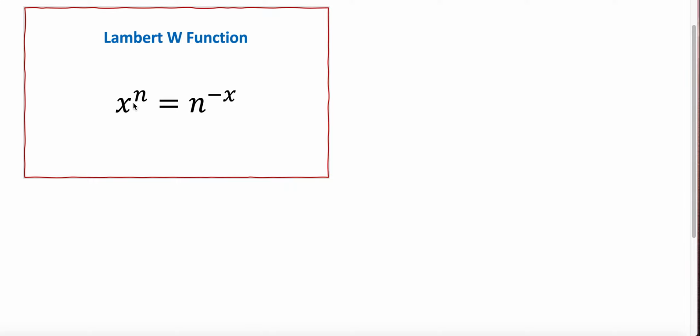We have the equation x to the power n is equal to n to the power minus x. So let me rewrite this equation again. Okay, so this equation is in this form: x to the power n is equal to n to the power minus x.